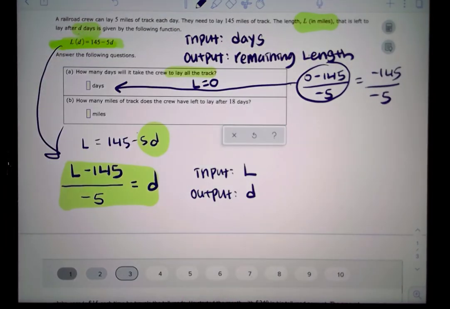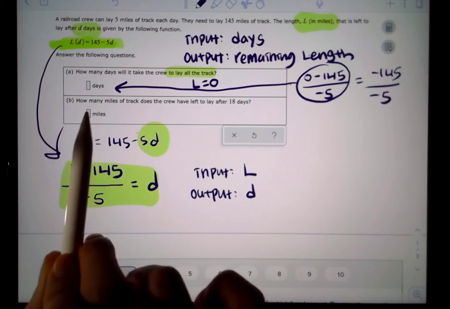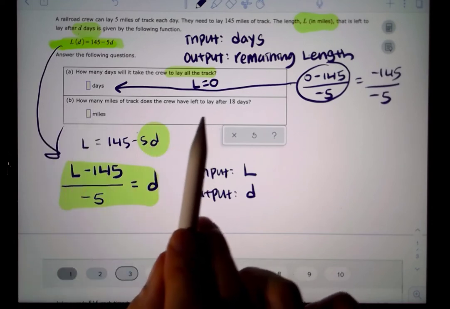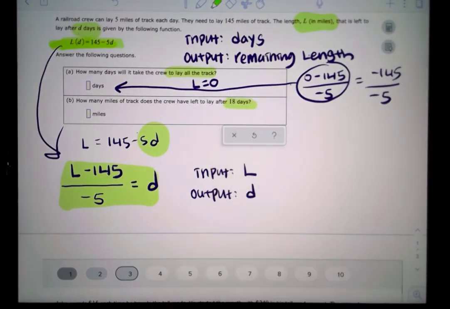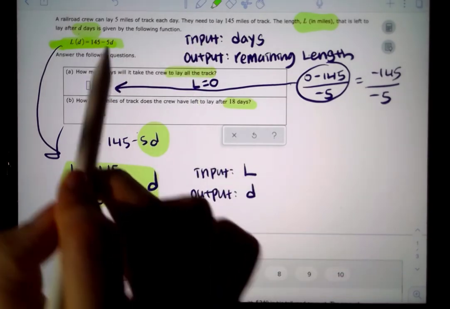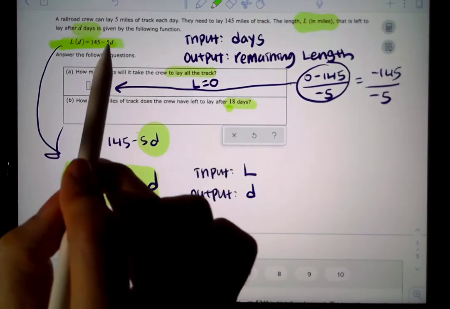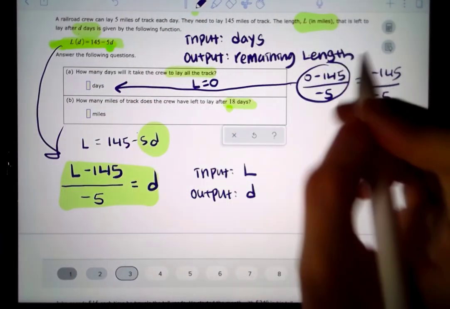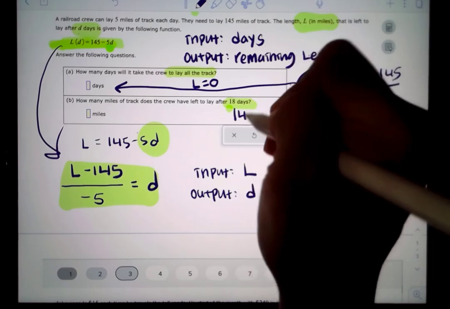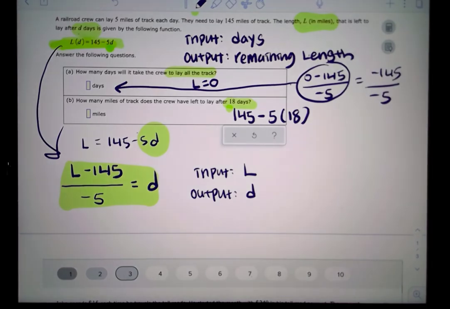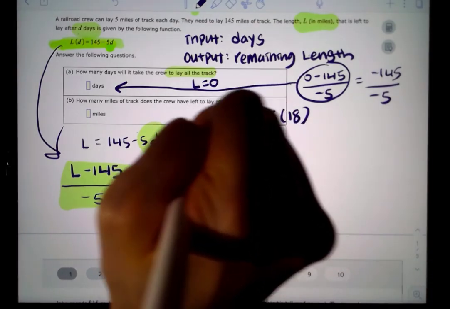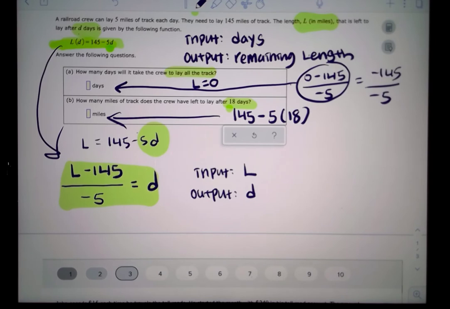Okay? And then look at B. How many miles of track does the crew have left to lay after 18 days? So look, what do you have? 18 days, right? Days, where do you need to put it? Your input is days. So I want you to use that function. So you put 18 into D. Alright? 18 into D. So we do 145 minus 5 times 18. Alright? So you calculate this value, then that's the answer for this.